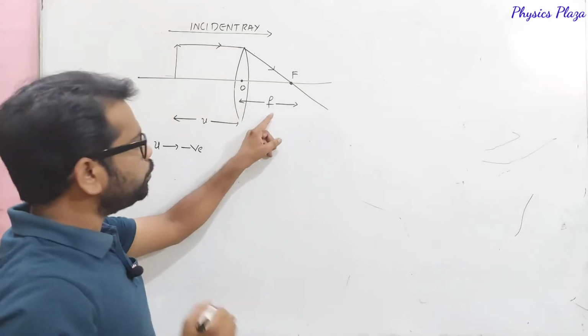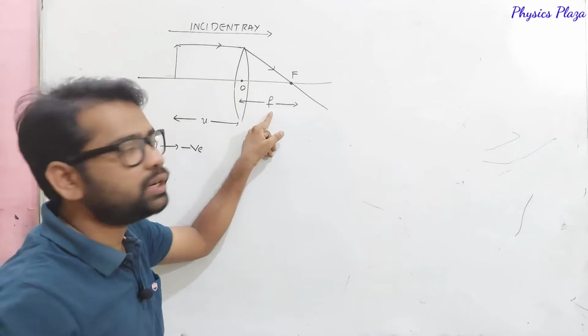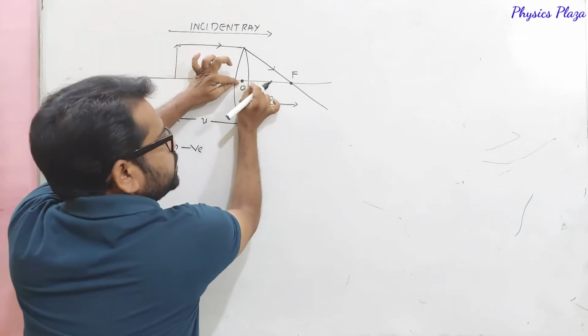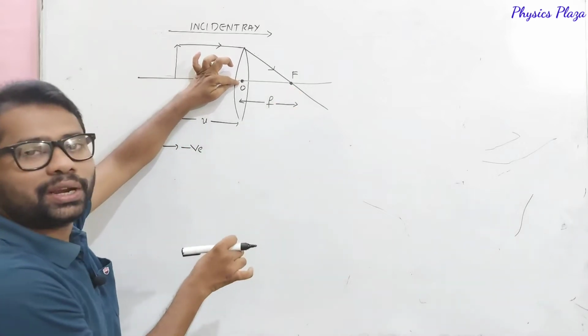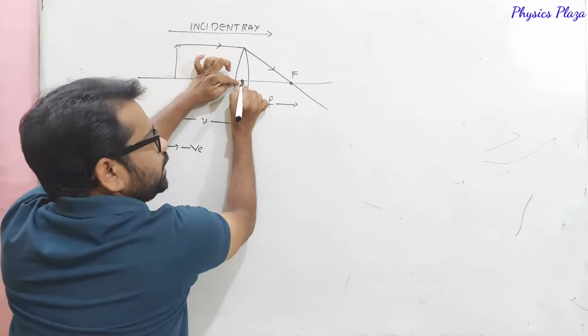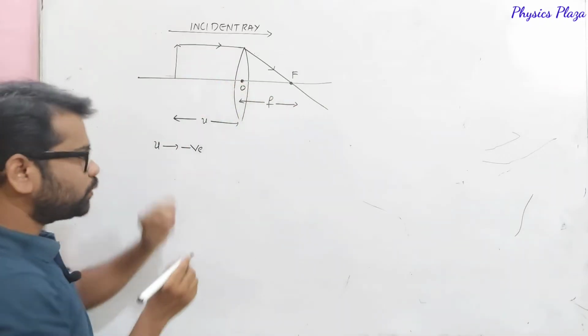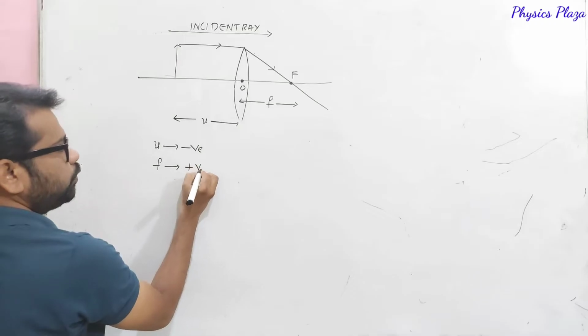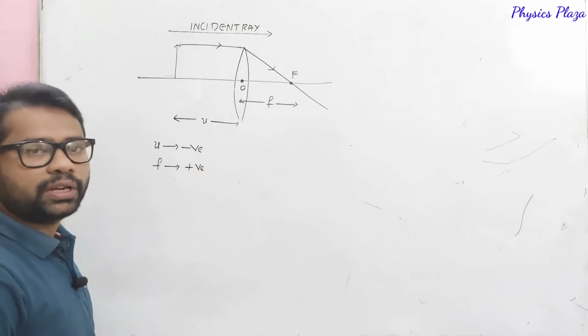If I want to measure the focal length of a convex lens, dear children, again we must start from the optic center only and move towards the focus. The light ray is going to the right side and we are also moving in the direction of the incident ray. So here the focal length is positive.